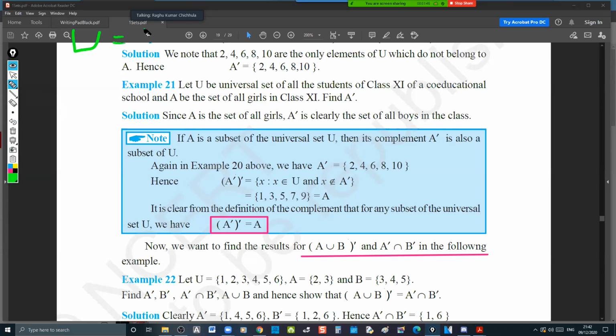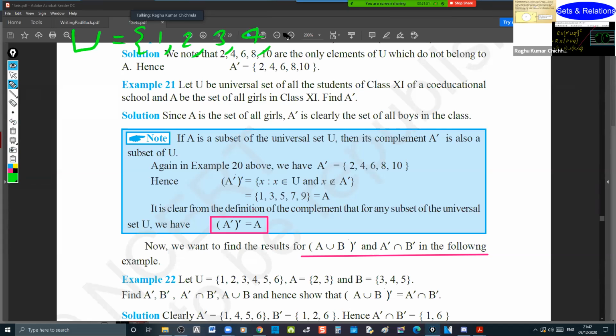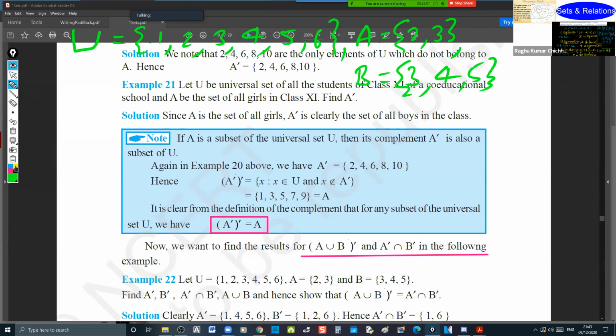U is equal to 1, 2, 3, 4, 5, 6. A is equal to 2, 3. And B is equal to 3, 4, 5. Our interest is to find out A union B whole complement and A complement intersection B complement. This is what I would like to derive now, as follows.